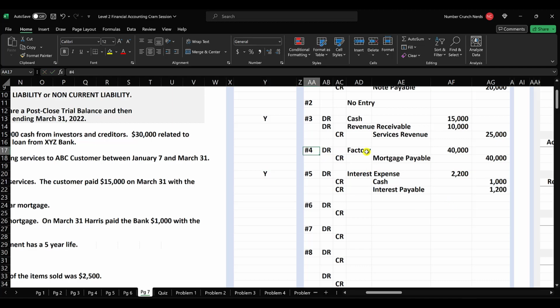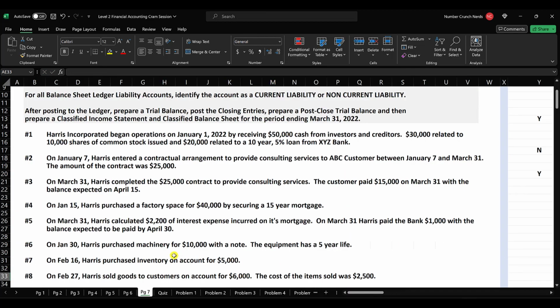What about this one? We forgot to do this one up here. Factory is an asset. Mortgage payable is a liability. Is there any income statement account? No, not an accrual. All right, now let's go to number 6.